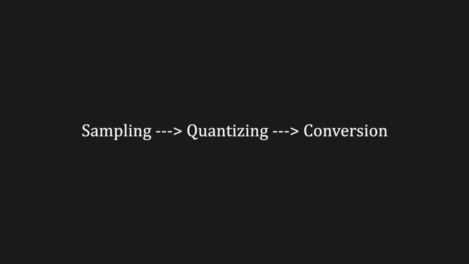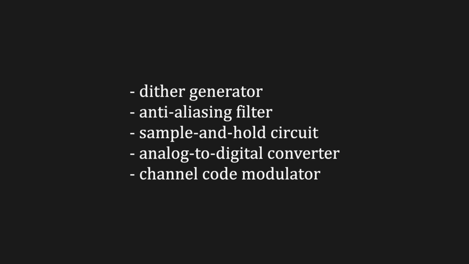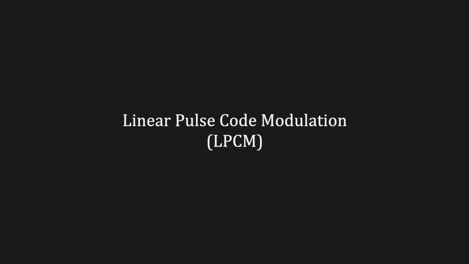Before an analog sound can be saved, sent, or edited on a computer, it must first be turned into a digital form through three main steps: sampling, quantizing, and conversion. The hardware that performs this includes parts like a Dither Generator, anti-aliasing filter, sample and hold circuit, analog to digital converter, and channel code modulator. The most common and basic example of this process is the linear Pulse-Code Modulation (PCM) system, which served as the foundation for later digital methods.